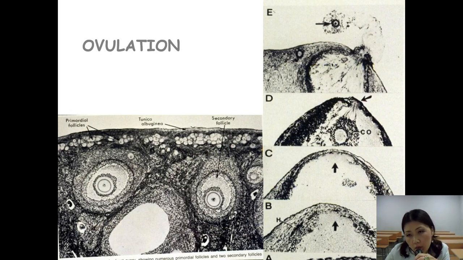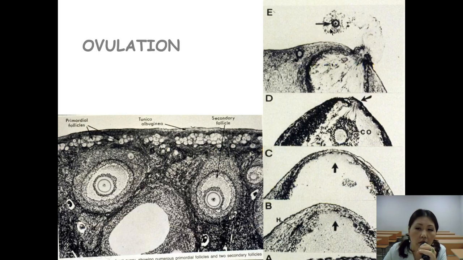And here on this diagram it is shown the steps of ovulation. Here you can see the cortex of the ovary with the primordial follicles. These are primordial follicles. This is the tunica albuginea. And the secondary follicle or Graafian follicle, and here is the rupturing of the Graafian follicle. The wall of the Graafian follicle becomes thinner and thinner because of the pressure of liquid, and it ruptures, and the ovum goes to the ampulla of the fallopian tube.